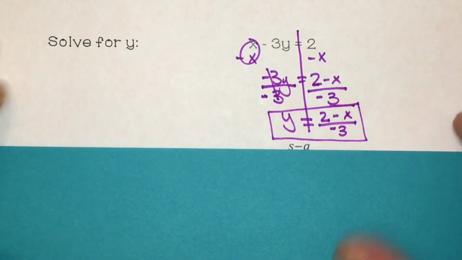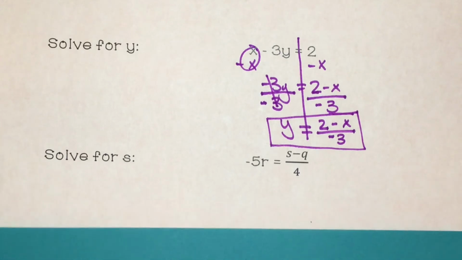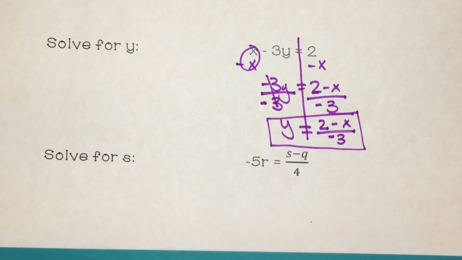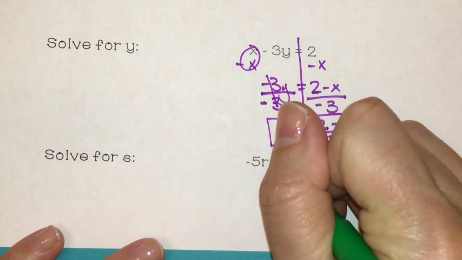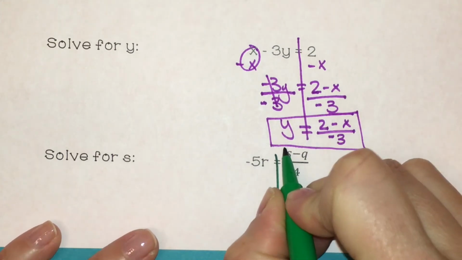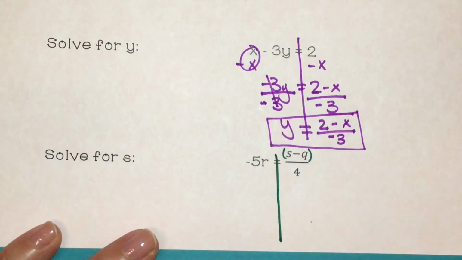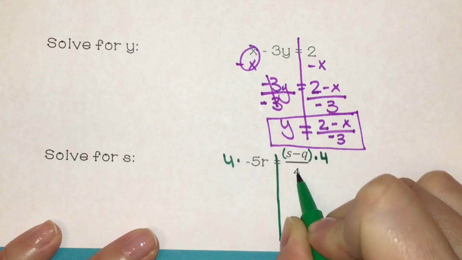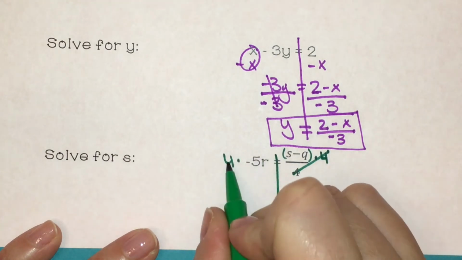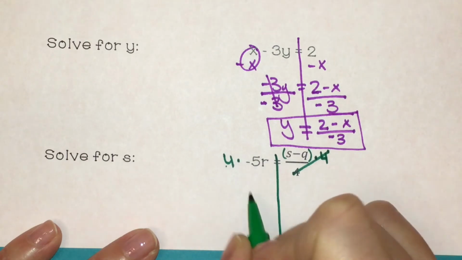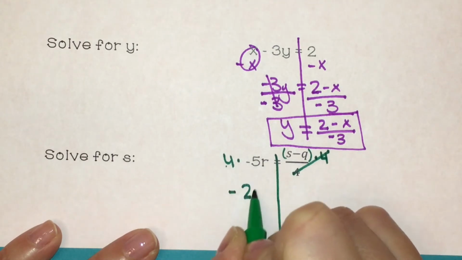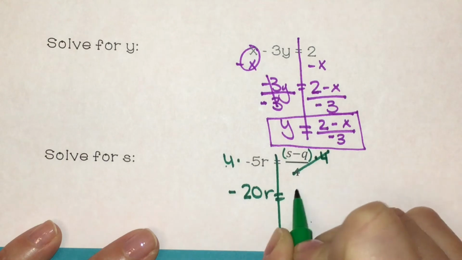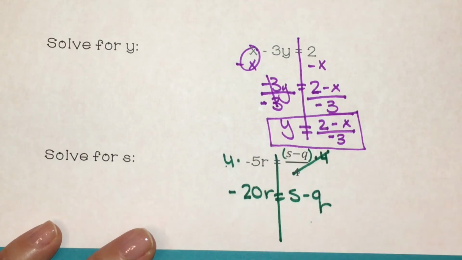All right, then solve for s. Okay, this one, we have to get rid of, the whole top is being divided by 4. Opposite is to multiply by 4. 4 divided by 4 is 1. 4 times negative 5r, 4 times negative 5 is negative 20r equals s minus q.